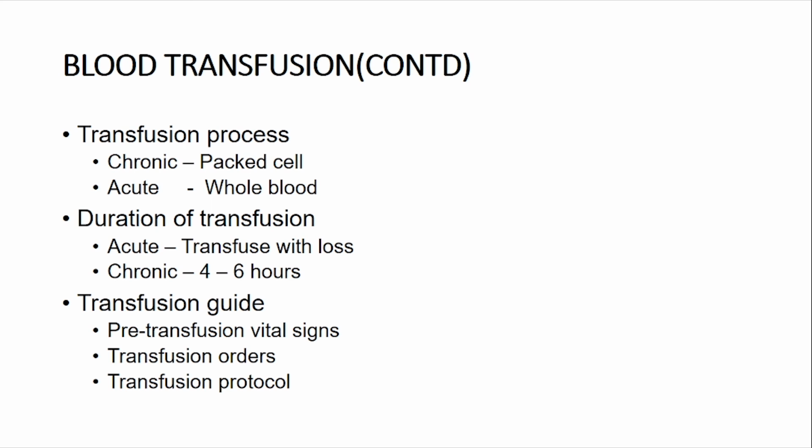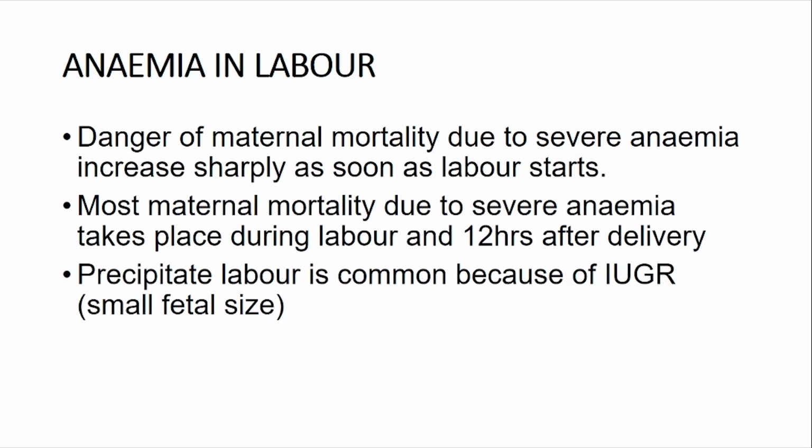For acute anemia, for a patient that has acute blood loss, whole blood could be transfused, and the transfusion duration for acute or chronic blood loss is between 4 to 6 hours, and one needs to follow the transfusion guide. Pre-transfusion vital signs need to be done for this patient, the transfusion order needs to be written, and the transfusion protocol needs to be followed.